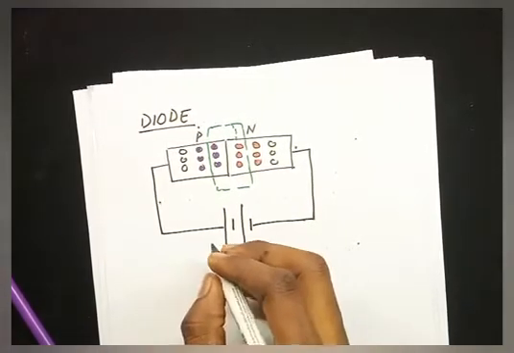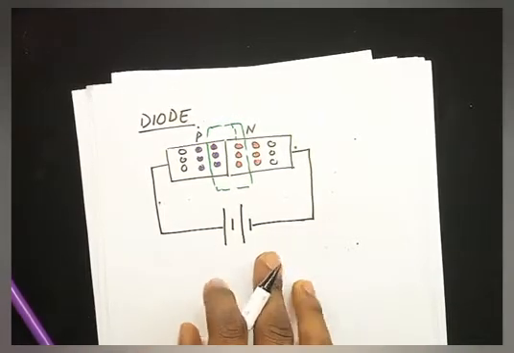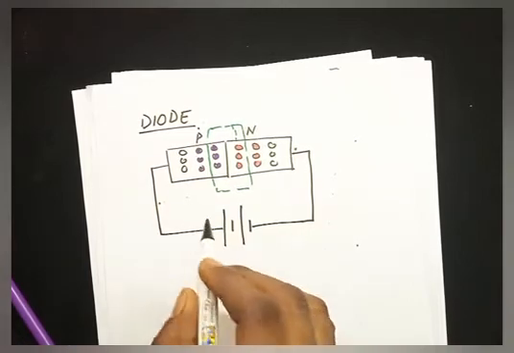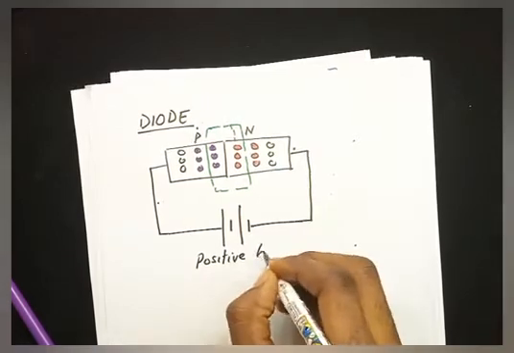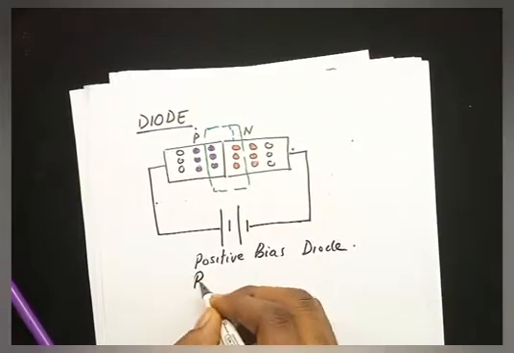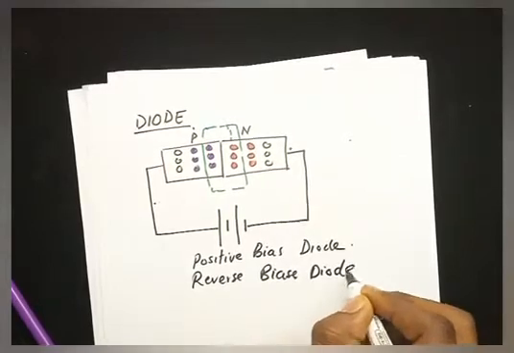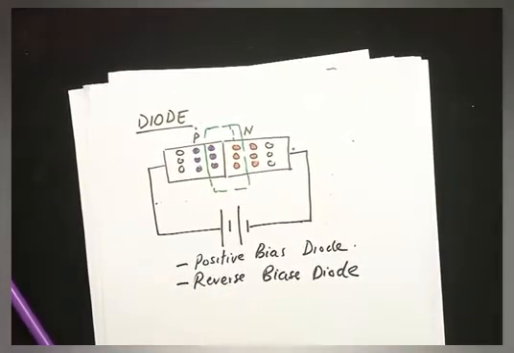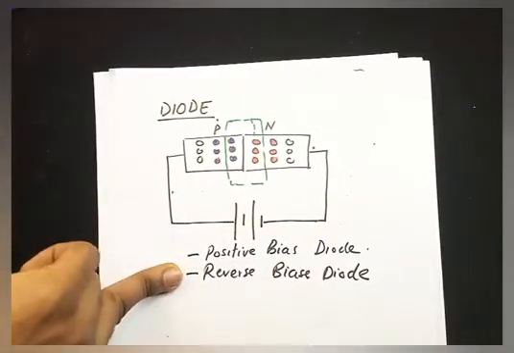Now pay attention closely here. I'm not going to explain this in detail, but I just wanted to mention it so that you'll be aware of it. When we place charges across a semiconductor, we can either have a positive bias diode or a reverse bias diode.